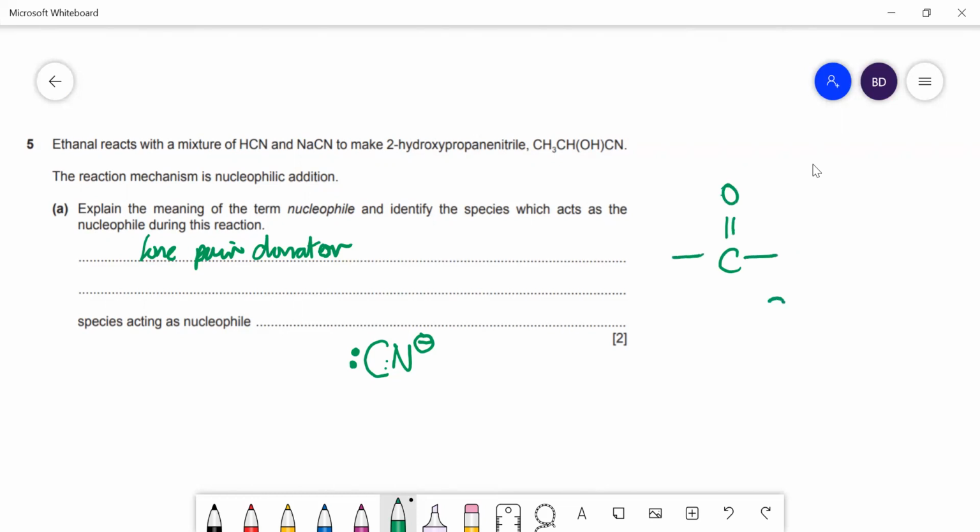The question doesn't ask you this, but that lone pair is donated to the partial positive charge on the carbonyl carbon in that mechanism. So it's a lone pair donator, and the cyanide ion is the nucleophile.